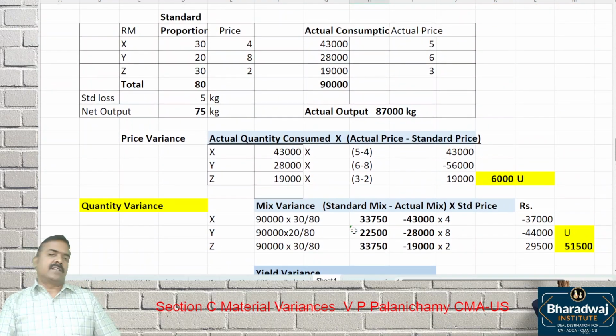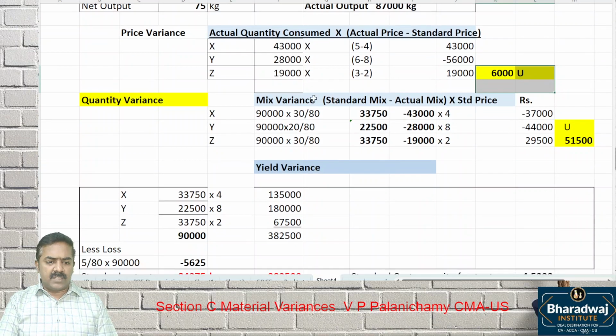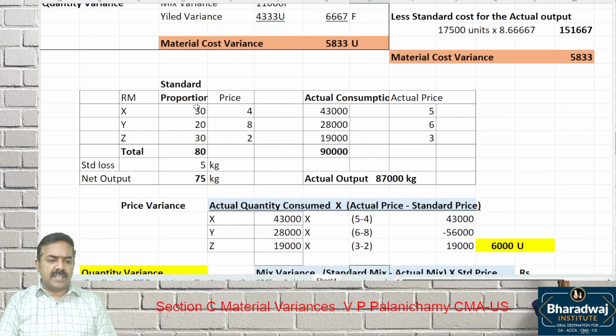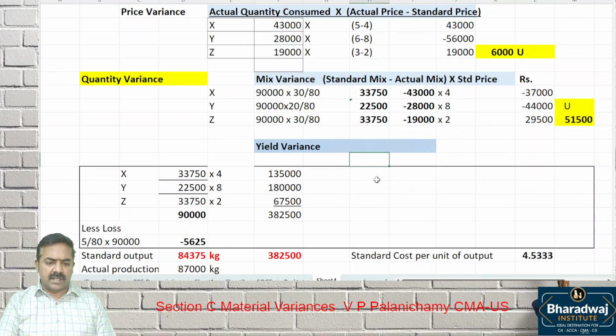Many students feel this is a difficult one because you don't understand why we apply this. Don't think that it is a formula. Price variance is nothing but the difference between actual price and standard price into the actual quantity consumed. We spent more. Mix variance arises when you don't mix in the same proportion. 3:2:3 is the proportion, but the actual proportion is different. Because of that, mix variance arises.